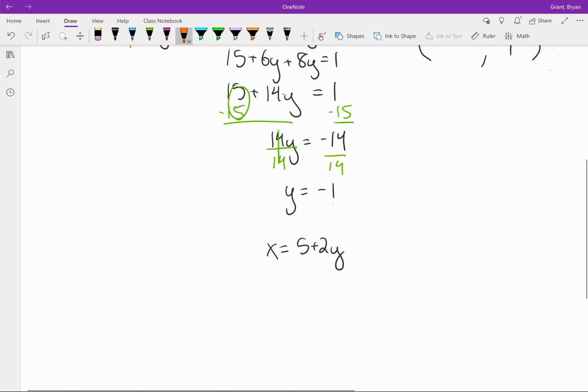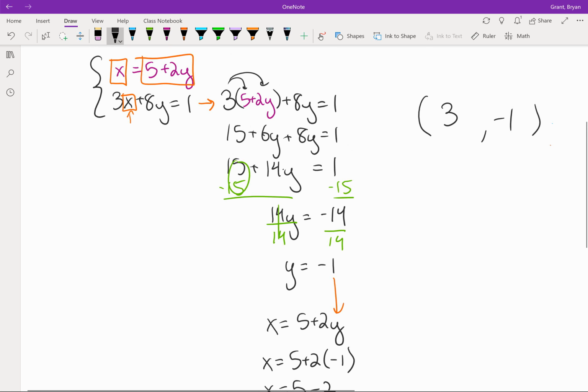And the nice part is when we plug in negative 1 right now, we don't have any algebra to do. We just have some arithmetic. We just have to multiply and divide, or multiply and add, and we should be good. 2 times negative 1 is negative 2. 5 minus 2 gets us that same x of 3.